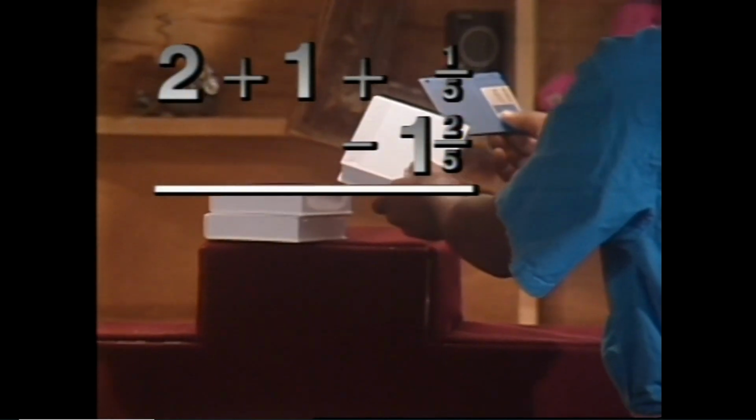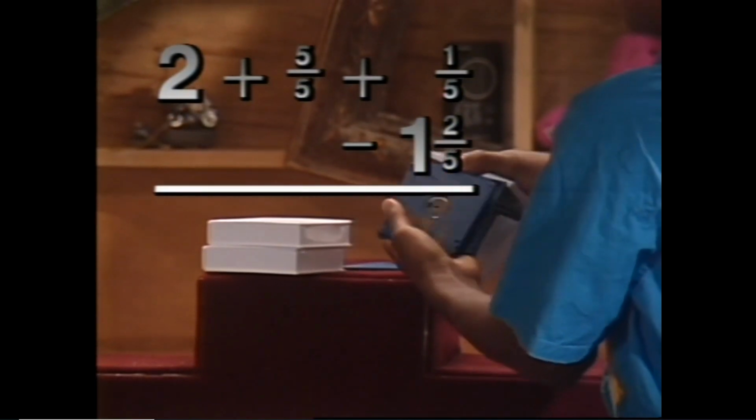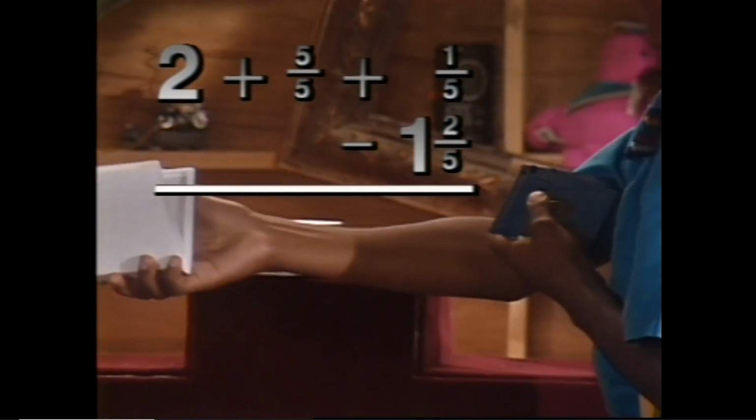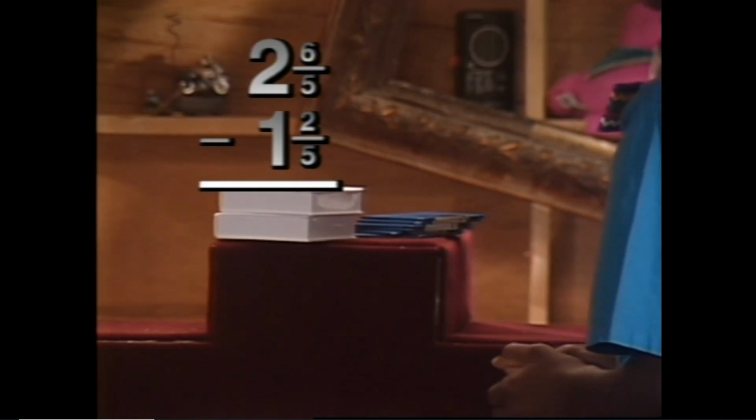We start with 3 and 1/5 boxes of disc, which can be renamed as 2 plus 1 plus 1/5. Now that one box can be renamed as 5/5 of a box. Add that 5/5 to this 1/5, and you finish renaming 3 1/5 as 2 and 6/5. Now you can subtract your 1 and 2/5 boxes. 6/5 minus 2/5 is 4/5. And 2 minus 1 equals 1, so the answer has to be 1 and 4/5.